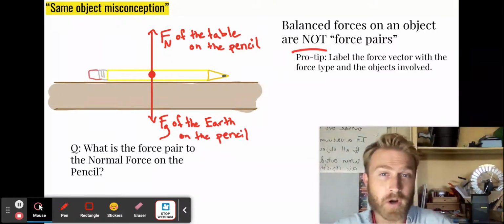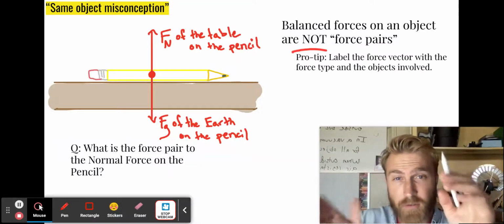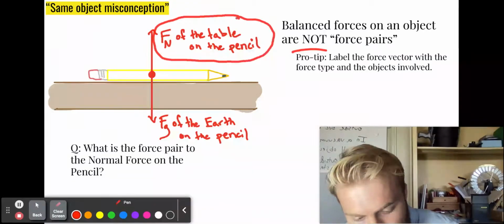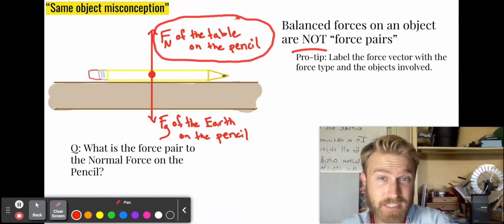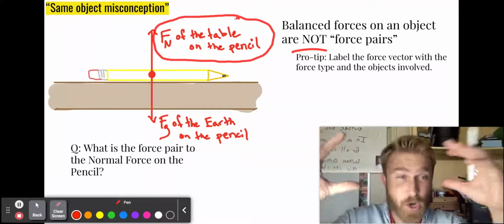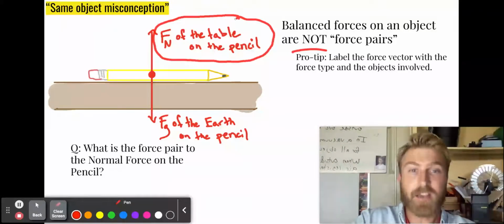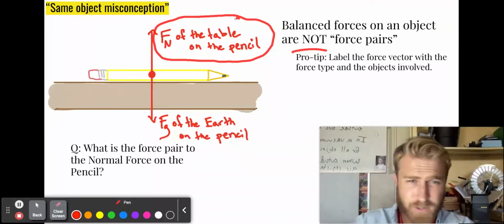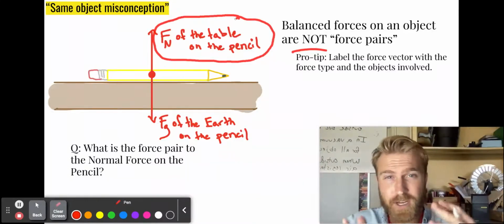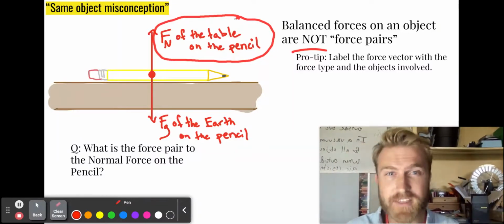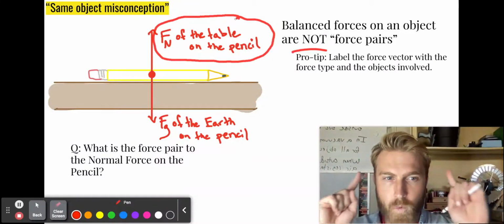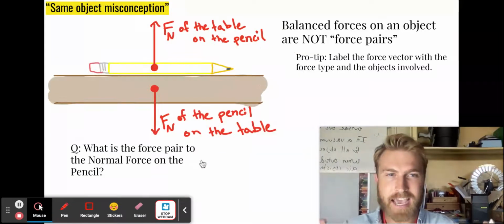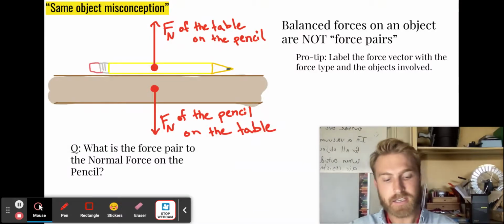If we have the normal force on the top here, the normal force of the table on the pencil, what is the action-reaction pair, or the force pair to that force? Because it's not the force due to gravity. That's a whole different force. What is the force pair to the normal force of the table on the pencil? Boom. This is how you identify force pairs.